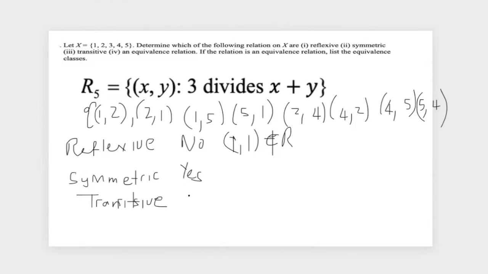So is it transitive? That's a no. Why? Because if I go from 1 to 2, then 2 to 1, I don't have 1, 1. Also, if I go from 2 to 4, then 4 to 2, I don't have 2, 2. So therefore, it is not an equivalence relation.